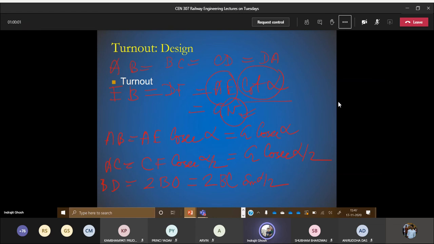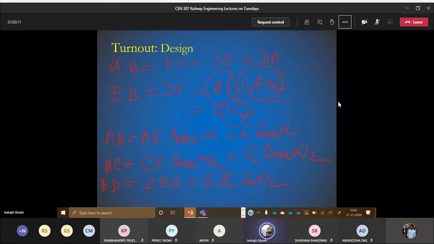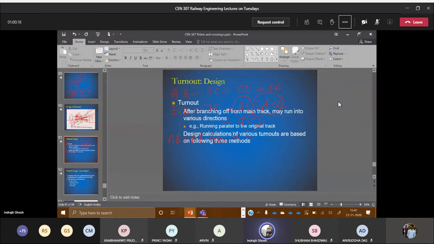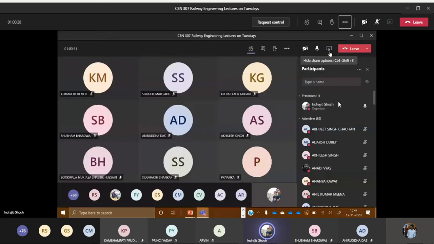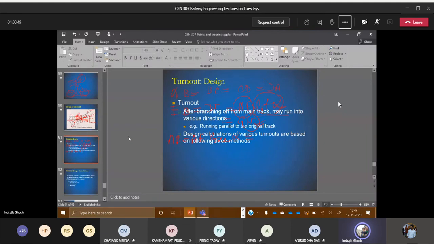So let us solve a problem. Diamond crossing, if it is given, just hold on. I am not being able to erase this.